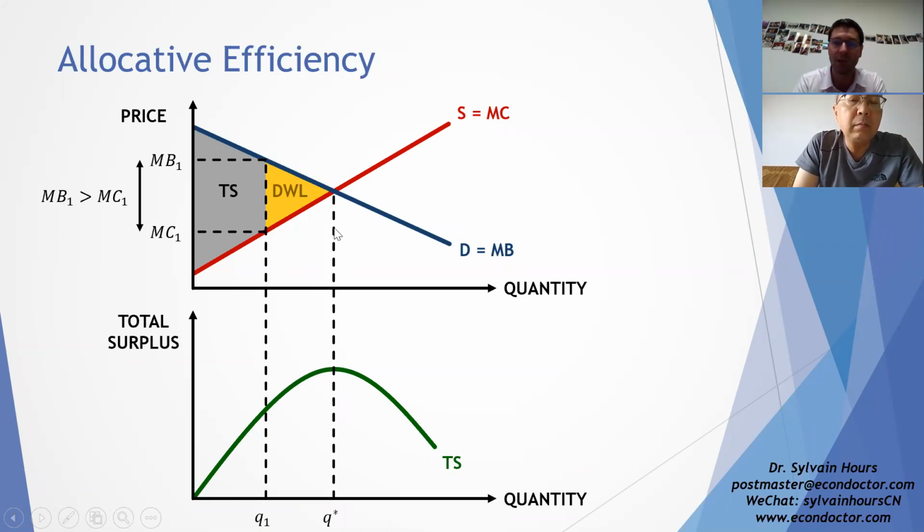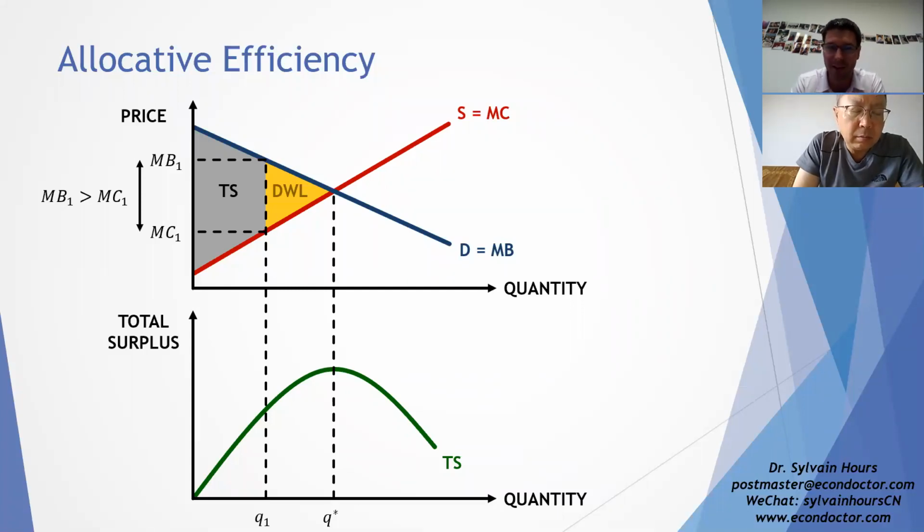Why do we have a deadweight loss? Simply because at Q1, you see that the marginal benefit of consumption, MB1, is greater than the marginal cost of production, MC1. So if we allocated more resources to the production of that particular good, total surplus would increase and the deadweight loss would decrease.